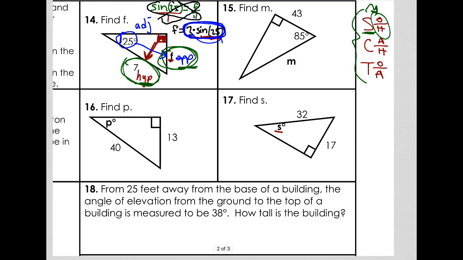Alright, so if we put 7 times the sine of 25 in the calculator, I am going to have to use my calculator on my phone, which is terrible, but I'm sitting in a car. This is dedication right here for y'all tonight.